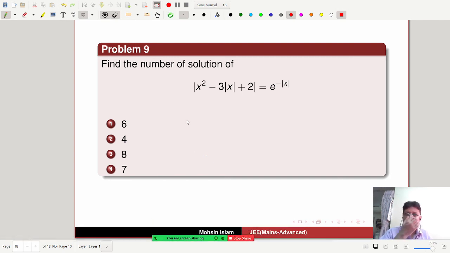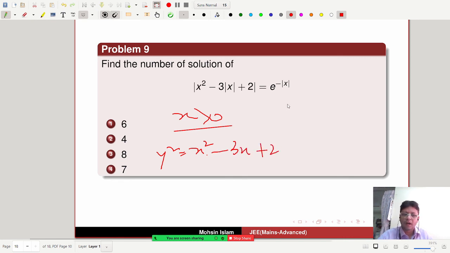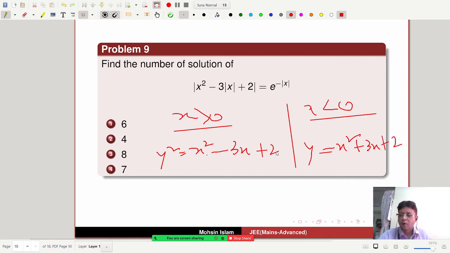So x squared minus 3 mod x plus 2 equals e to the power minus mod x. You can draw the graph by taking x positive. In that case you have y equal to x squared minus 3x plus 2, which is a parabola. And if you take x negative, you have y equal to x squared plus 3x plus 2. This is also a parabola.